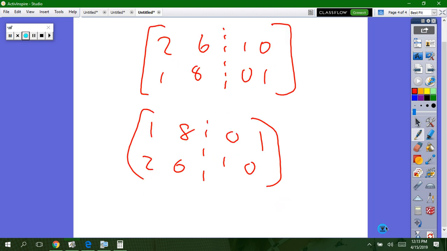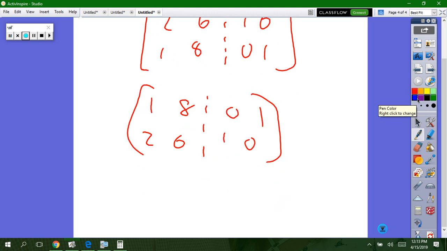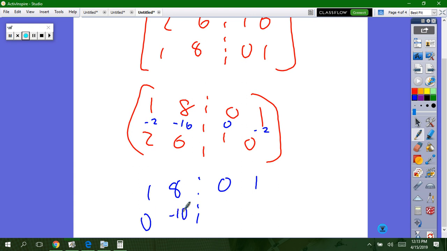What's the next thing I want to do? Where that 2 is, I want a 0, right? How do I get that to happen? I multiply row 1 by negative 2. Is everybody good with that? Does it make you feel like doing the first entry over again a little bit? Negative 2, negative 16, 0, negative 2. I go ahead and keep that top row. Negative 2 plus 2, 0. Negative 16 plus 6. 0 plus 1 is 1. Negative 2 plus 0 is negative 2.